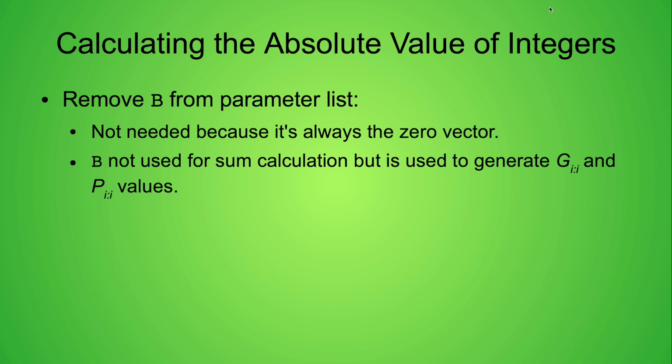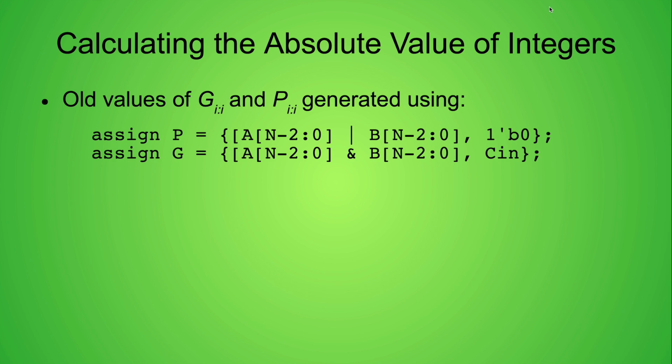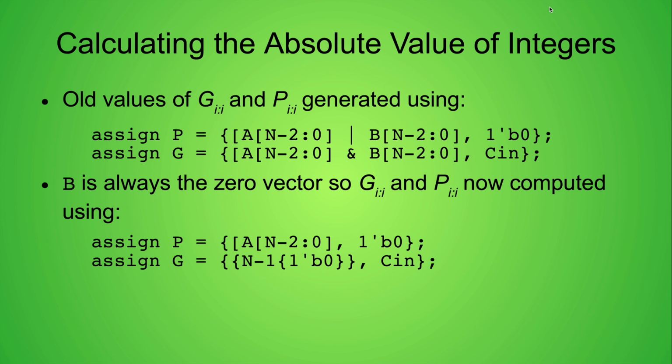Above, b was no longer being used in the exclusive OR expressions to compute the sums. However, it's still being used in the computation of g sub i colon i and p sub i colon i values. The old code for initializing the g sub i colon i and p sub i colon i values was the following. Using the Boolean rules which I reviewed above, the new code for initializing g sub i colon i and p sub i colon i is the following.